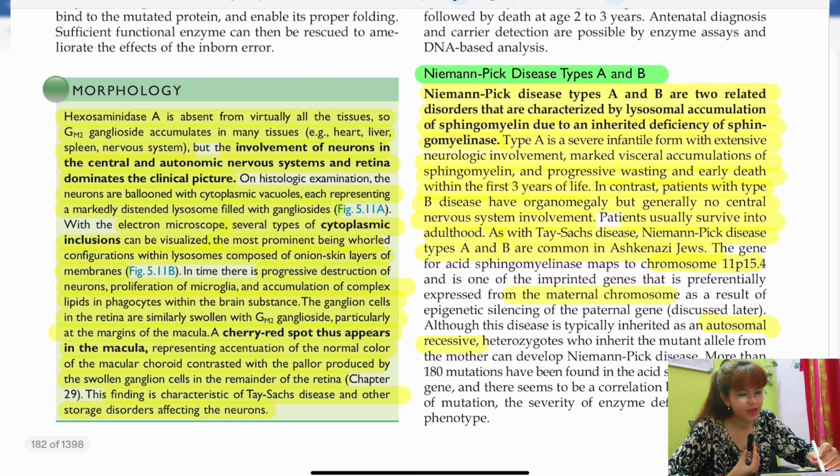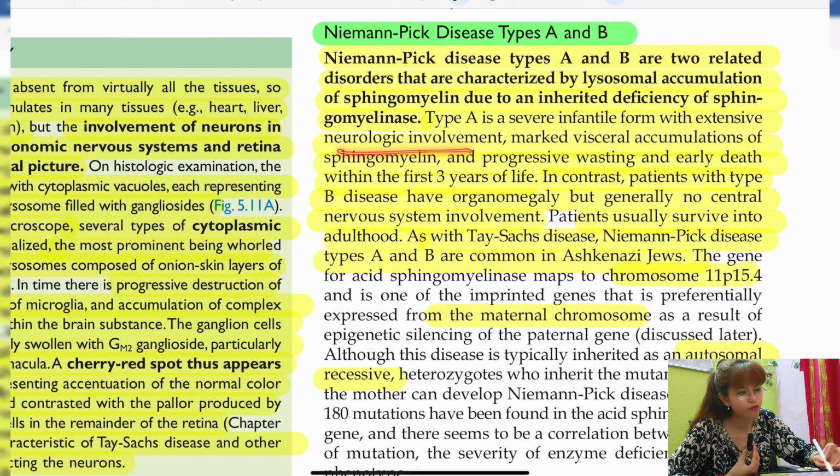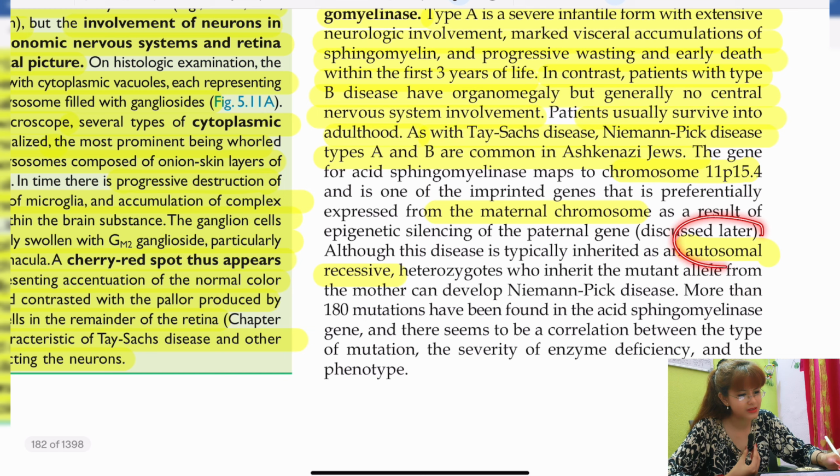Niemann-Pick disease also same thing. There is accumulation of the sphingomyelin because of deficiency of sphingomyelinase. The type A is a severe infantile form with extensive neurologic involvement, marked visceral accumulation of sphingomyelin, progressive wasting, and early death. Whereas in type B, they have organomegaly, but there is no central nervous system involvement. Very important. In the type B, there is no central nervous system involvement. This is the chromosome which is involved, especially the maternal chromosome. This is typically inherited as autosomal recessive.